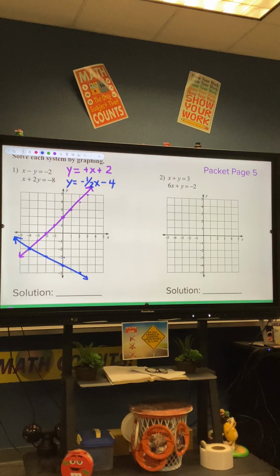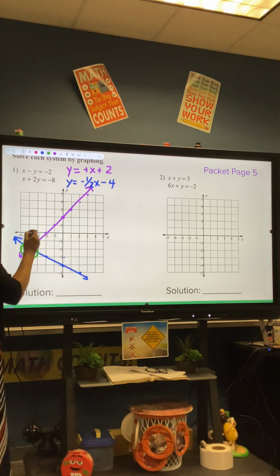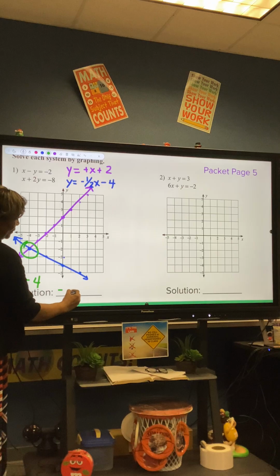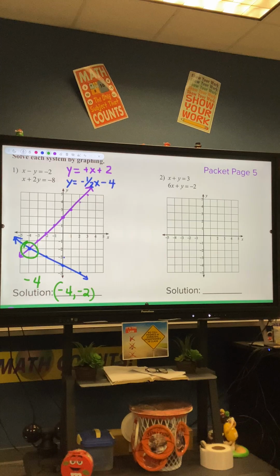Girl, you got a ruler right here, use it. Okay. Where your two lines are going to intersect, that means we're going to go across the x, which is a negative 4. We're going to go down the y, which is a negative 2. Okay, let's try the second one.